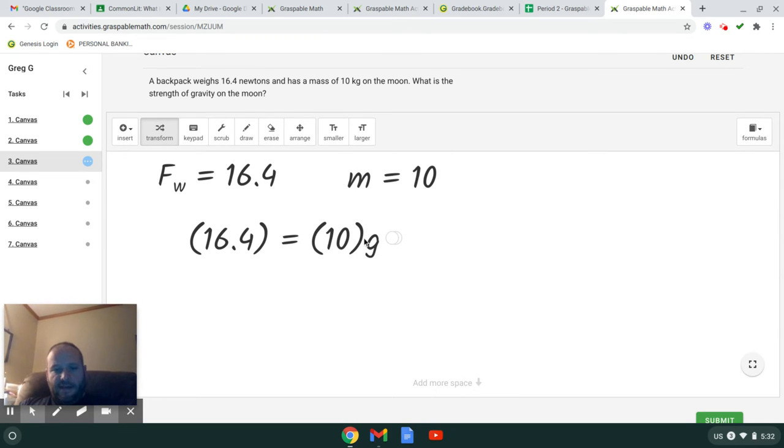So since it's 10 times g, how I would get rid of the 10 is I'd have to divide both sides by 10. Okay, and I'm going to take this and I'm just going to drag it to the other side. Oh, wait, sorry. It won't let me do it because the parentheses are there.